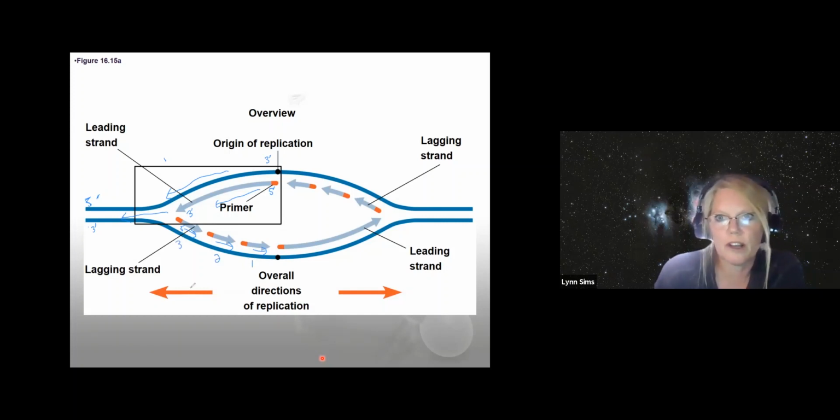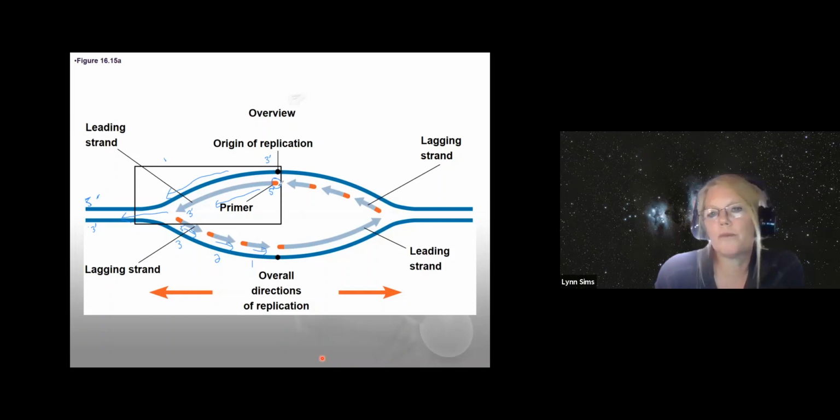These are called Okazaki fragments. They're named after the person that discovered them, Okazaki. So I must point out these orange areas, and we'll see another way of looking at this in just a moment. But these little orange or reddish areas are called primers. A primer is just a short sequence of RNA. So this is RNA that gets DNA replication started.